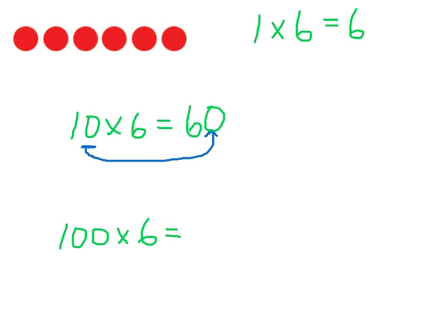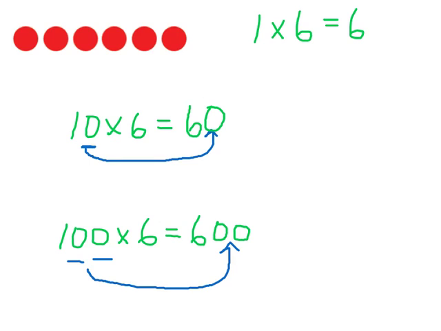Now we're going to look at 100 times 6. So again, let's ignore the zeros in the 100, and let's remember that 1 times 6 is equal to 6. And now we can go back and count how many zeros are in the number 100. We count 1 zero, 2 zeros. So we're going to take those 2 zeros and we're going to put them up here in our answer. So 100 times 6 actually becomes 600.